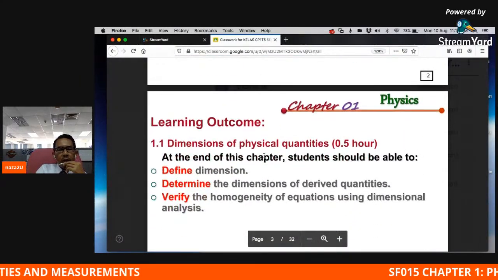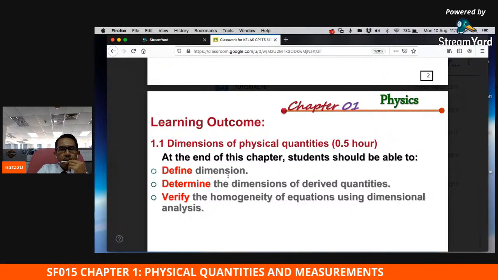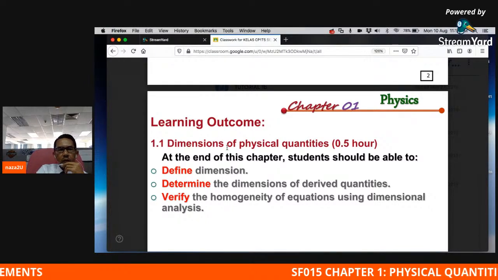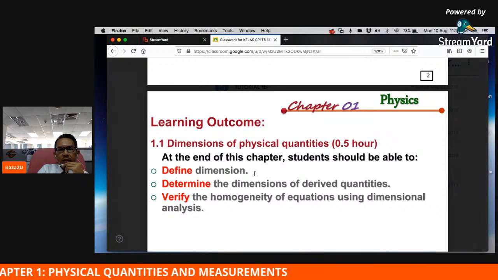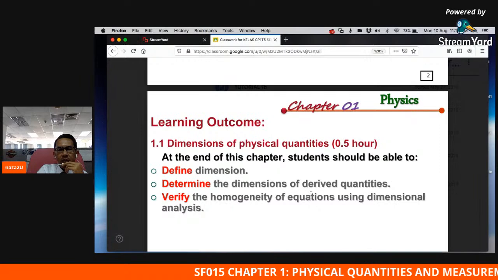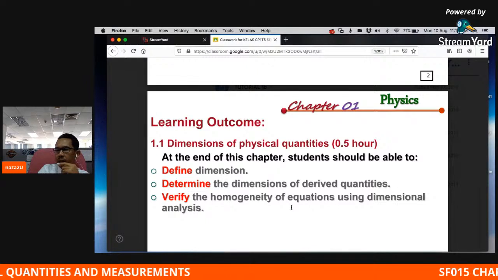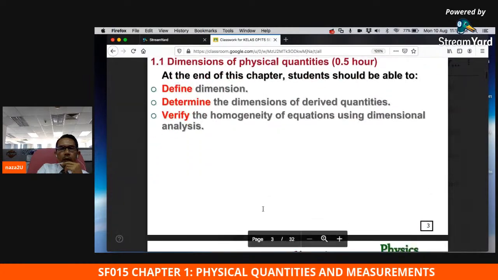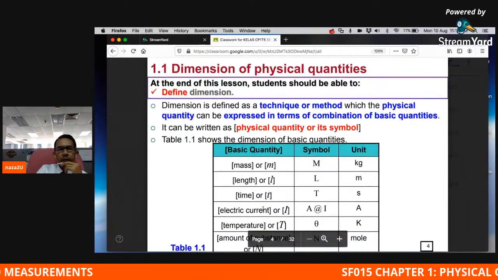And for the first subtopic 1.1, this is the learning outcome for dimension of physical quantity. So at the end of this chapter, students should be able to define dimension, derive quantity, right? And homogeneity of equation using the dimension analysis. Okay, semua ni kita akan cover untuk chapter yang pertama ni. So the next kita akan pergi kepada.